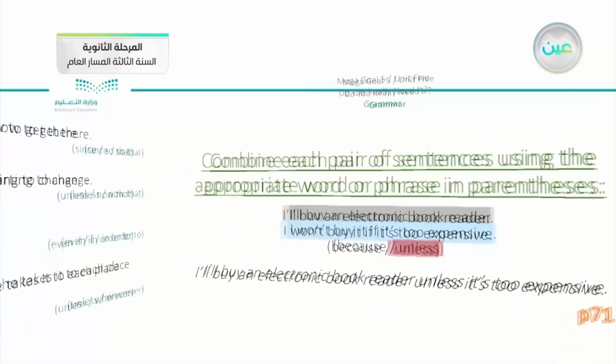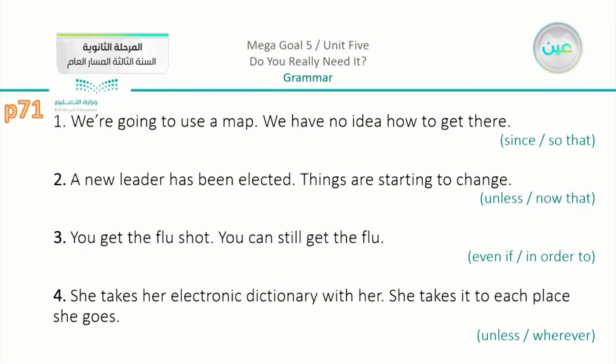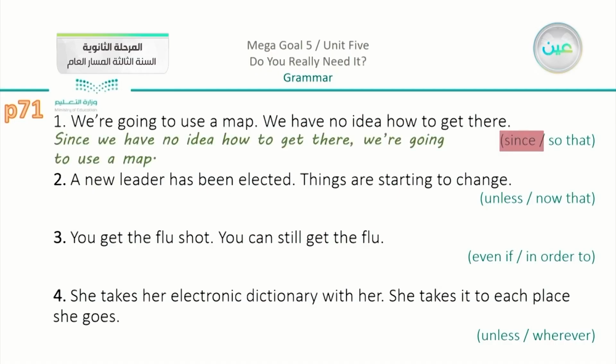We are going to start with our exercises. Now we have here, we're going to use a map. We have no idea how to go there. We have 2 choices here, since and so that. We're going to use a map. We have no idea how to go there. So I need a purpose for using the map here. So I'm going to choose since this time, and we can join the sentence saying, since we have no idea how to get there, comma, we're going to use a map. So we completed the dependent clause, and then we linked it to the independent clause.